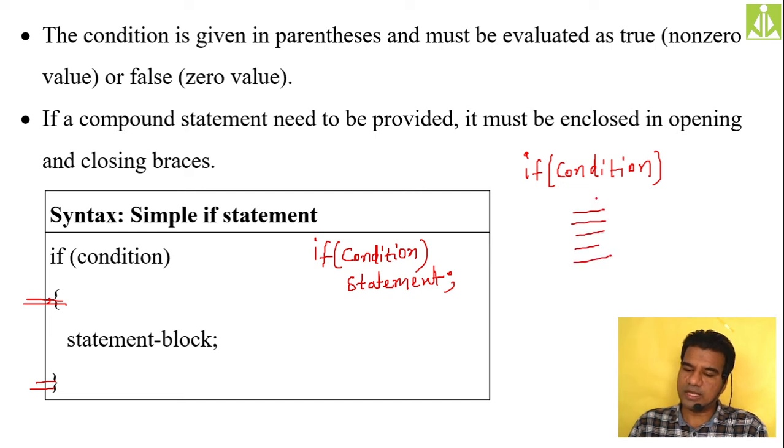1, 2, 3, 4, like this, 5 statements I have. This is statement 1, statement 2, statement 3, statement 4, and statement 5, like this you consider. If you have 5 statements to be evaluated, then you need to merge them, because only one statement is allowed inside the simple if. Inside any control structure, only one statement is allowed. And if you want to put more statements, just merge them like a block of statements.